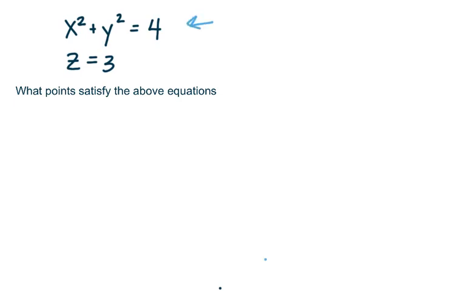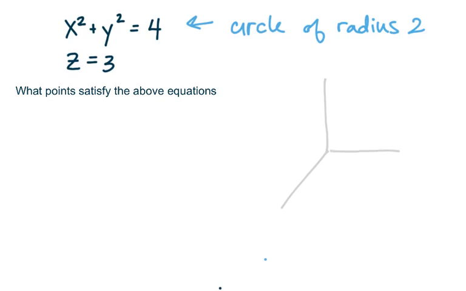X squared plus y squared equals 4 is a circle of radius 2. X squared plus y squared equals r squared. And if we were to think about this in our 3 space, knowing that we've got down, above, and below in all these directions, we would have a circle of radius 2 in that xy plane. X and y are like that. So we've got a circle of radius 2.